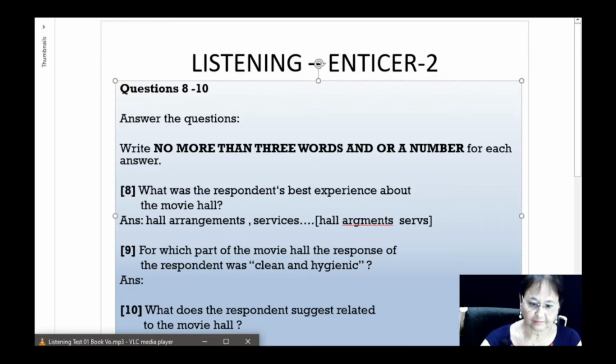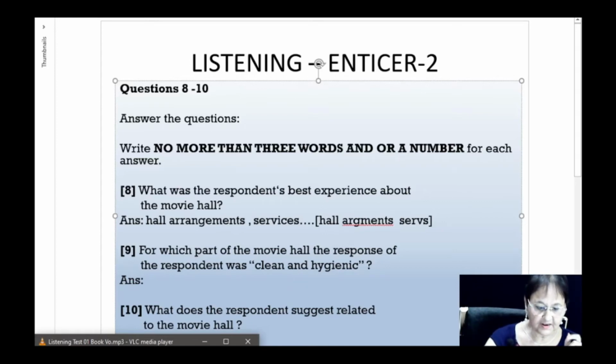Comfortable seats to enjoy the movie for 2 to 3 hours. They do, but I consider it good because the employees are very polite. They provide exceptional services.